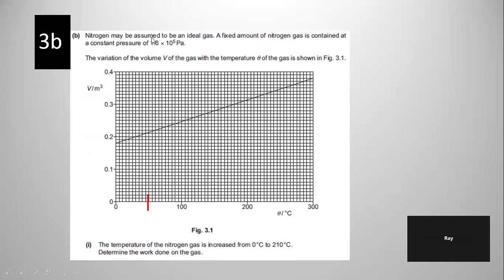Nitrogen may be assumed to be an ideal gas. A fixed amount of nitrogen gas is contained at a constant pressure of 1.6 times 10 to the power 5 pascals. The variation of the volume of the gas with temperature theta of the gas is shown in figure 3.1. Usually they will ask you to find the gradient.